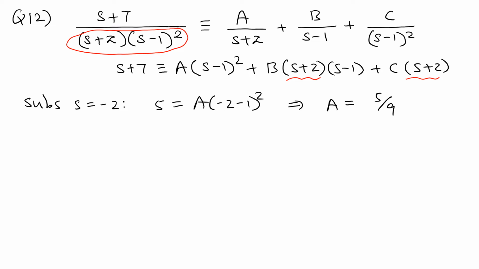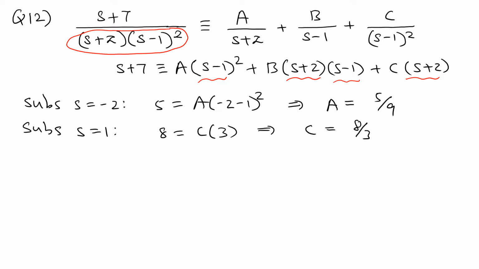So we're going to go to c. When you find c, you can see that s minus 1 is there, so we're going to apply s equal 1. Substitute s equal 1. When you do that, you get 8 on this side. And for c, you plug in 1, you get s plus 2, which gives you 3. So this is going to give you the c value, which is 8 over 3. Now the question is how to find b. To find b, you can plug in just some other value.